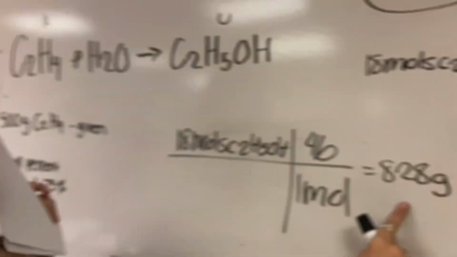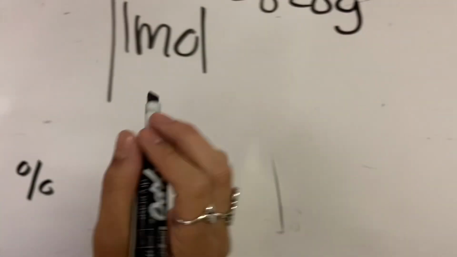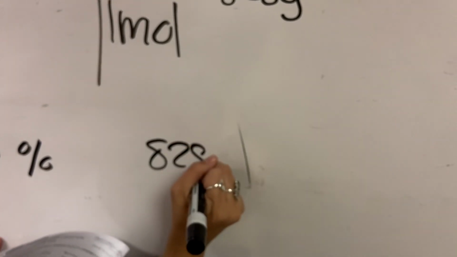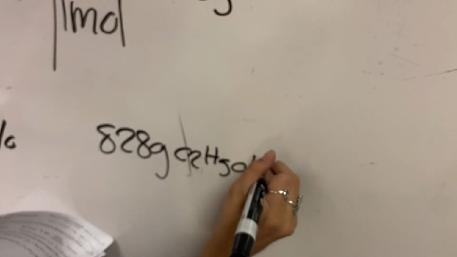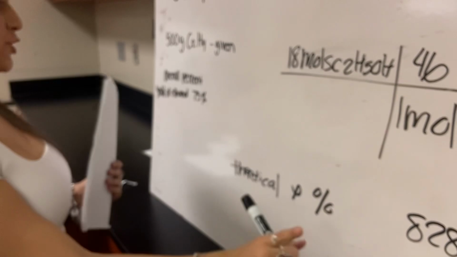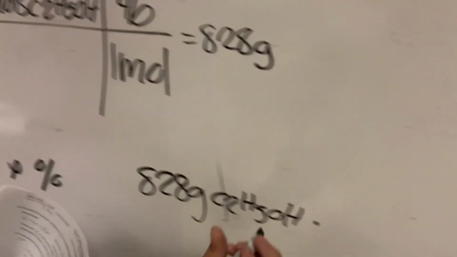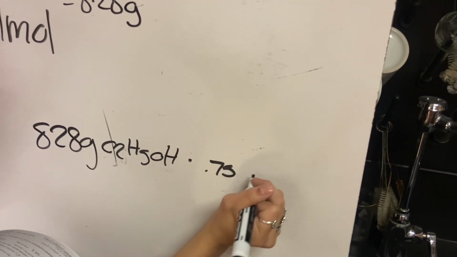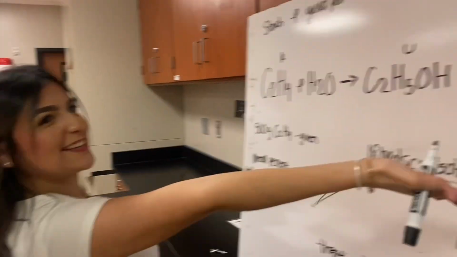Okay, 828 was our theoretical, so now we have to plug into this formula, which gives us our final answer, which is the actual. Okay, so now let's plug it in. So our theoretical is 828. And you had to times it by the percentage which was given. But we had to turn it into a decimal, so it's gonna be 0.75. After doing our calculations, you should get 621 grams of C2H5OH, and that gives you your actual.